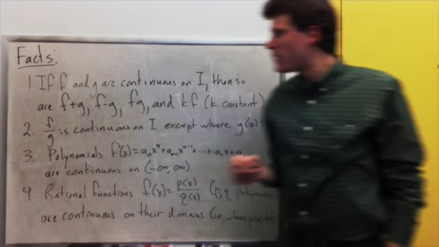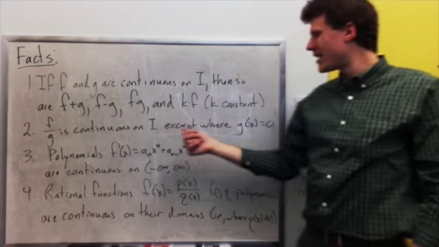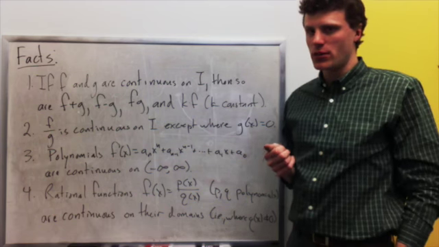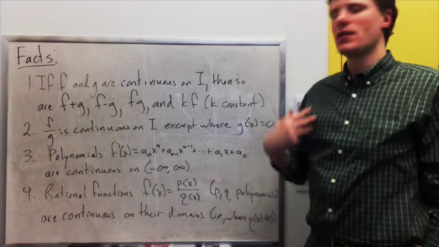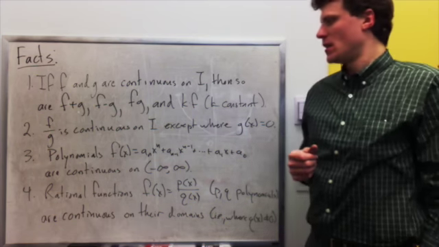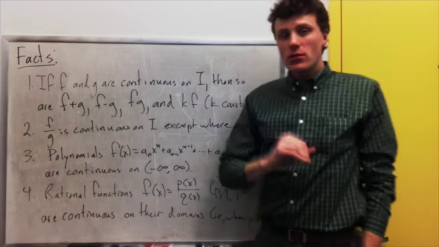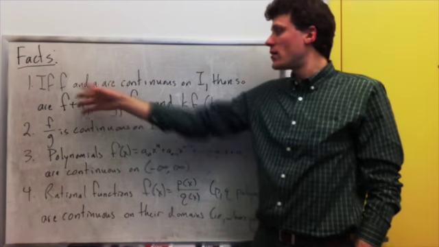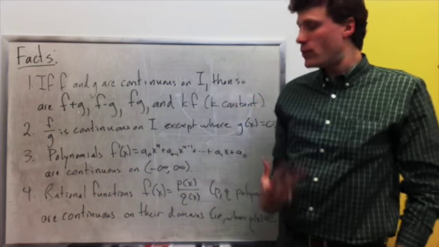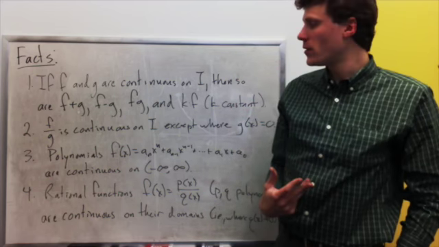The ratio of f and g will be continuous on the interval I, except where g of x is equal to 0. I can't divide by 0. That leads to a discontinuity. Okay, now using our limit laws and these facts right here, we can actually build quite a few continuous functions.